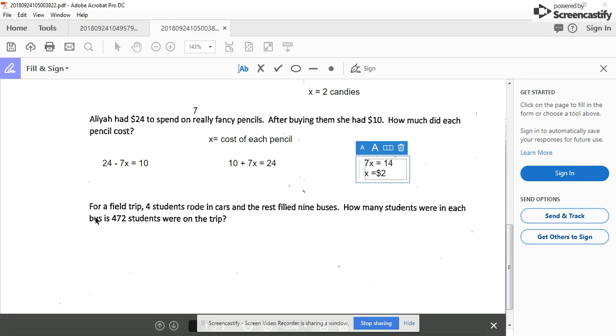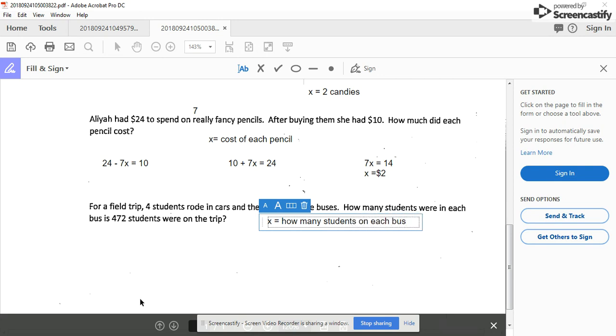All right, last question. For a field trip, 4 students rode in cars and the rest filled 9 buses. How many students were in each bus if, gosh, lots of typos, if 472 students were on the trip? So what is it that we don't know? We don't know how many students on each bus. All right, so now we have to come up with an equation. So we got to think about how we're going to come up with these 472 students.